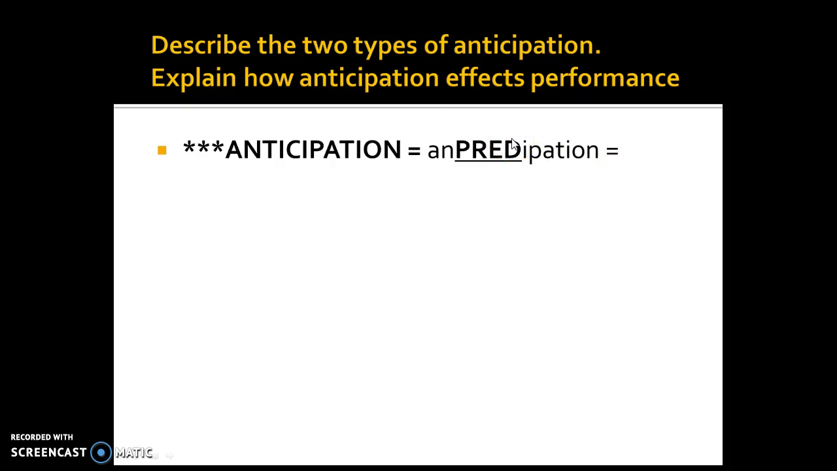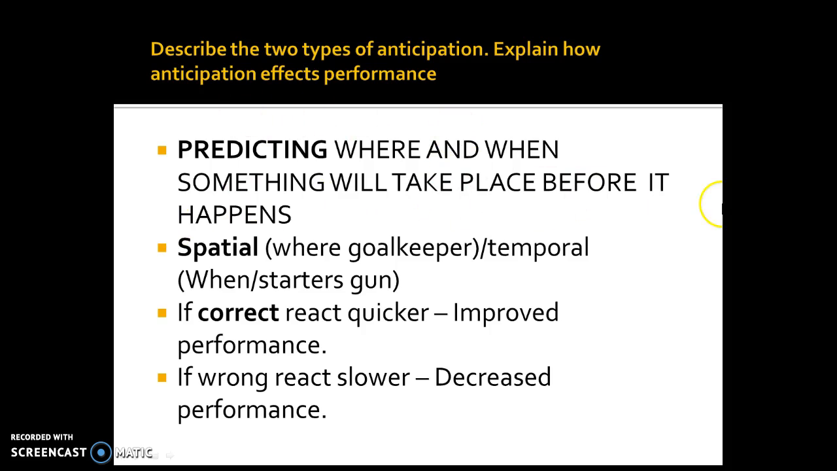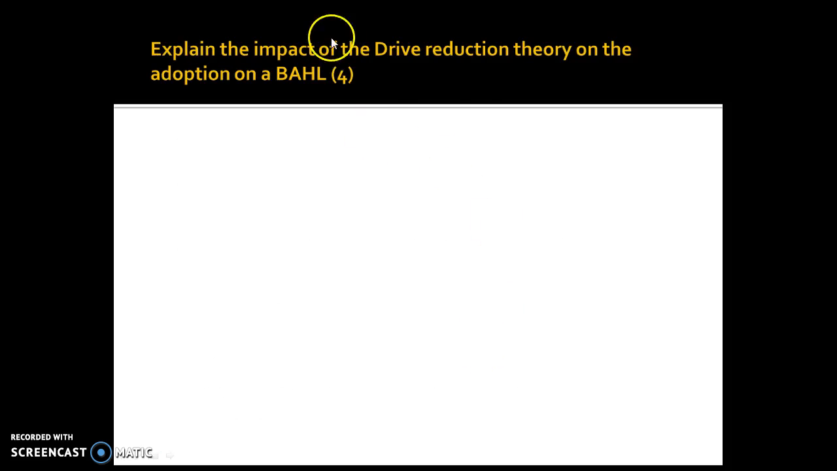Let's have a look then. Predicting where and when something will happen before it takes place is general anticipation. Spatial is predicting where something will take place before it happens. Temporal is predicting when, e.g. the start gun. If you have correct anticipation, it will decrease your reaction time or improve it, which will then also improve your performance. If you anticipate wrong, not only do you look stupid, but your reaction time is going to slow down and it can decrease performance.